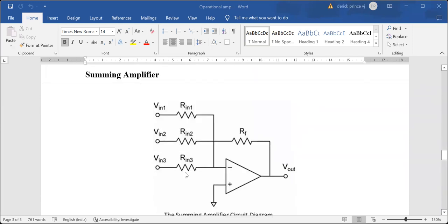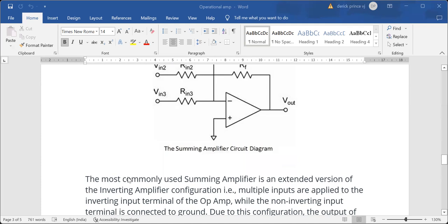Next we have the summing amplifier. A summing amplifier adds different voltage inputs, so different voltages are given to one pin. That is summing. We have two types: one is the non-inverting summing amplifier and the other is the inverting summing amplifier. Here I have shown only one of them.